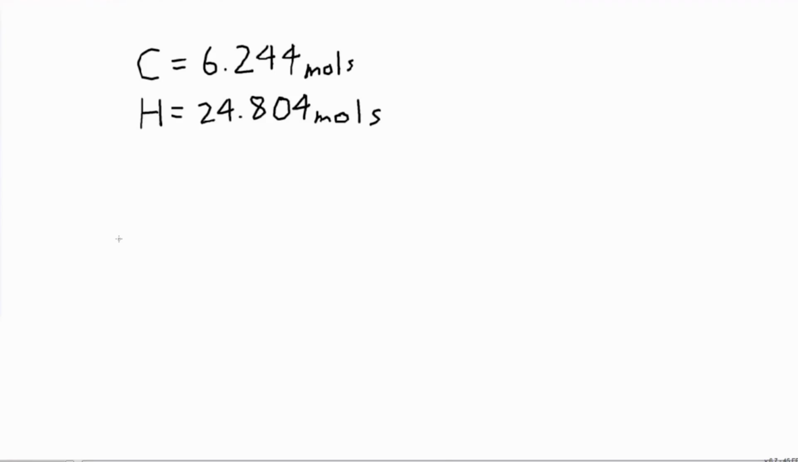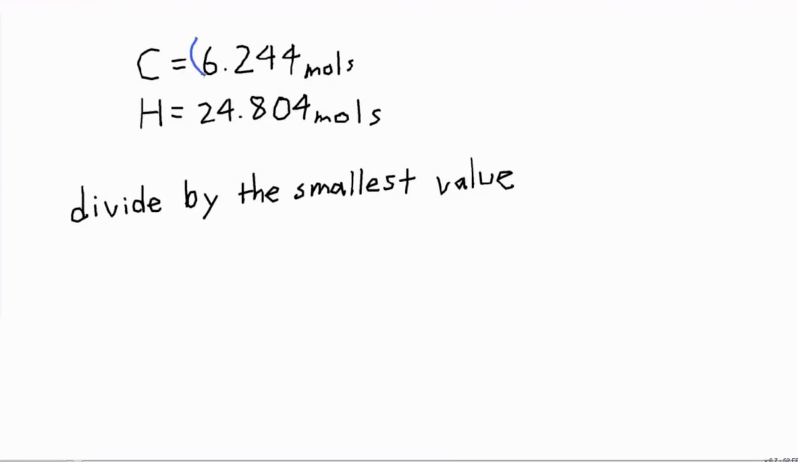So I decided to write it on a new page because we ran out of room. So anyways, the next step is to divide by the smallest value that we have here. In this case, it is clearly 6.244, which is carbon, as it is smaller than 24.804. The reason for this is because we're going to be setting carbon equal to 1, and then from there we will be able to see how many hydrogens there are for one carbon.